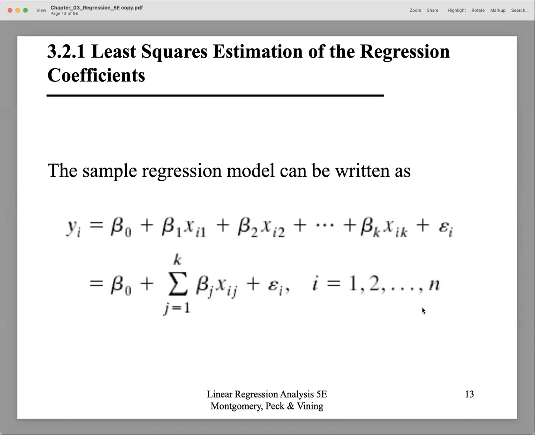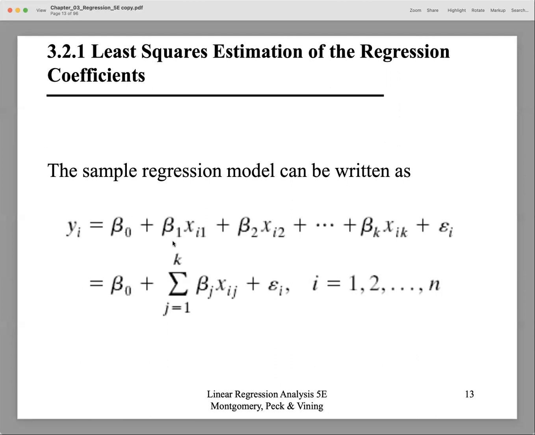And then with that notation, we can represent the regression model for the ith subject or the ith observation in this way. So y sub i, the observed value of the response for the ith subject or the ith experimental unit, is equal to the deterministic component plus the error term. The deterministic component is beta 0 plus beta 1 times x sub i1 plus beta 2 times x sub i2, and so forth out to beta k times x sub ik.